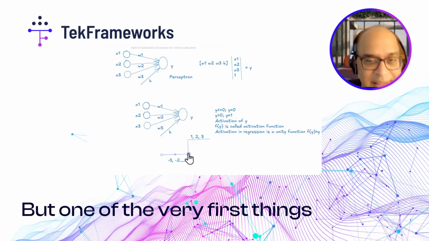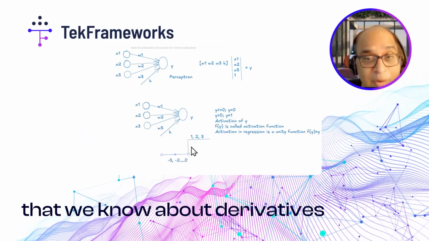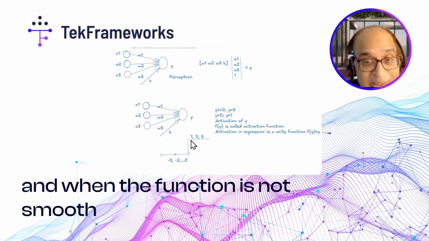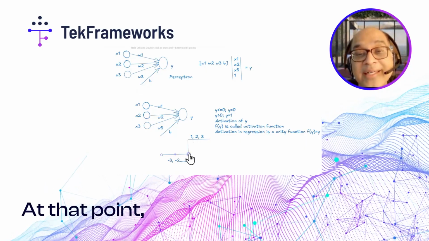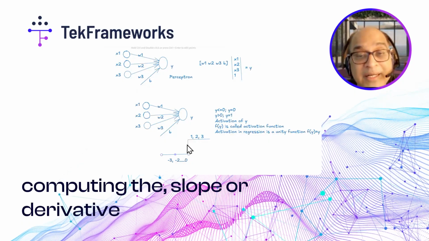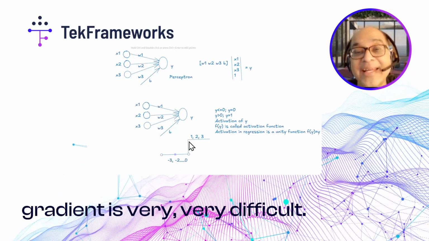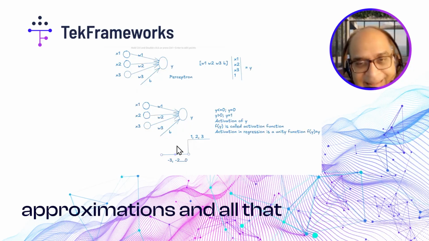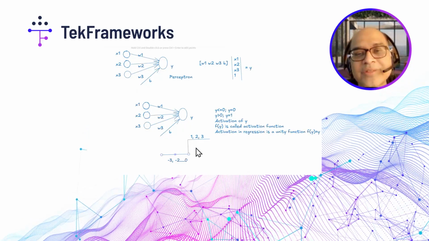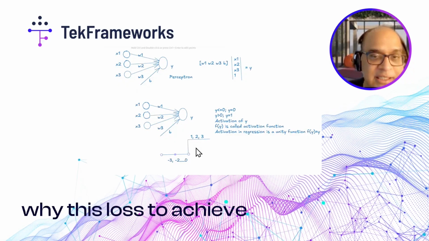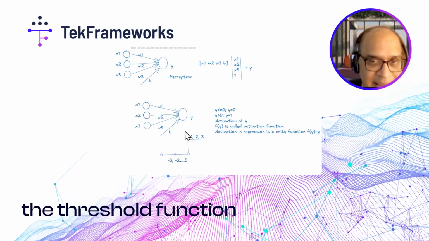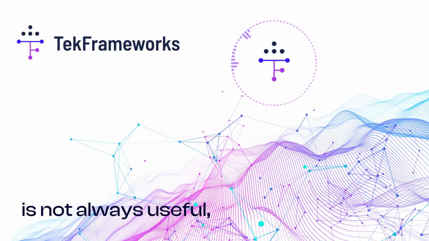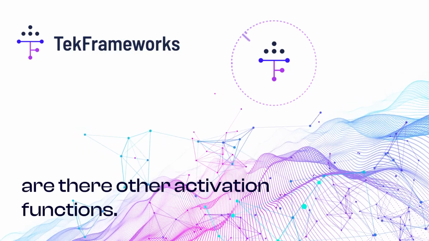Okay, but one of the very first things that we know about derivatives is that when there is an abrupt change like this, and the function is not smooth like this, at that point, computing the slope or derivative, or what they call gradient, is very, very difficult. Well, it is not definable. You have to make some approximations, which we can do, but that's why this particular function, the threshold function, lost its sheen. If the threshold function is not always useful, are there other activation functions?